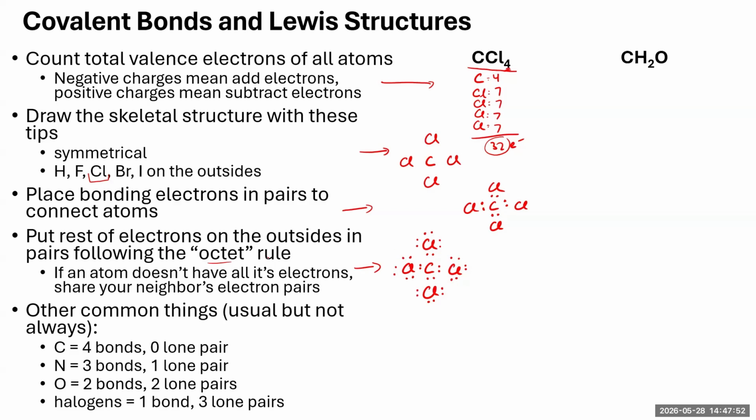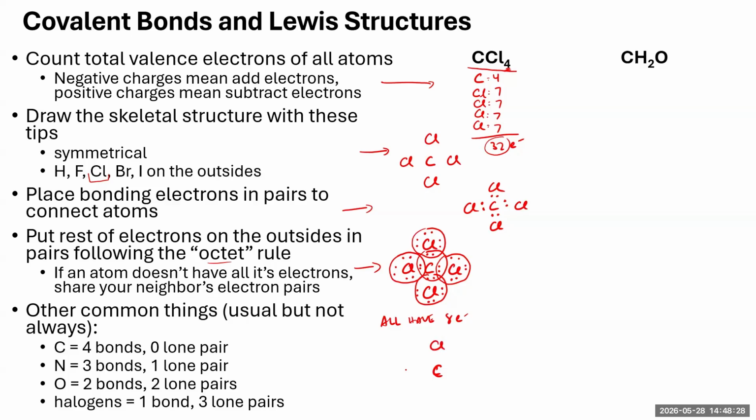All right. So now let's check if it satisfied the octet rule. So carbon has its 8 electrons. Cool. Carbon's quote unquote happy. Let's look at all the chlorines. This chlorine has 8 electrons. This chlorine has 8 electrons. This bottom chlorine has 8 electrons. And this left chlorine has 8 electrons. And we are good. All have 8 electrons. So this is the Lewis structure.